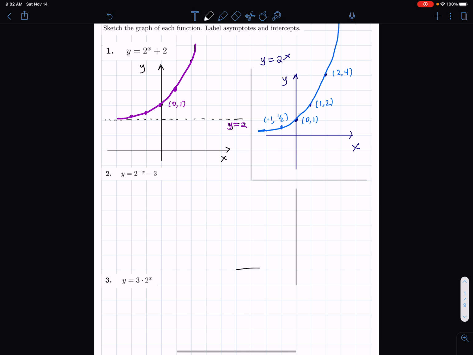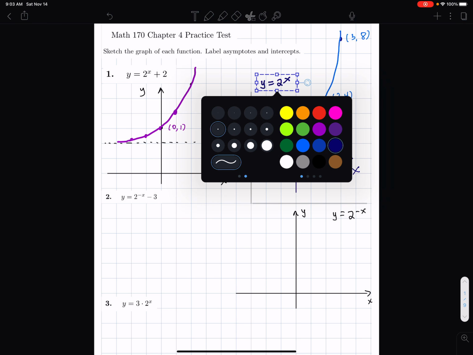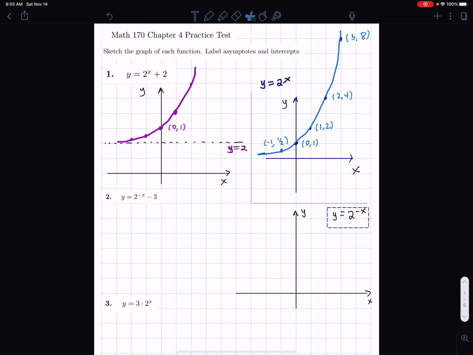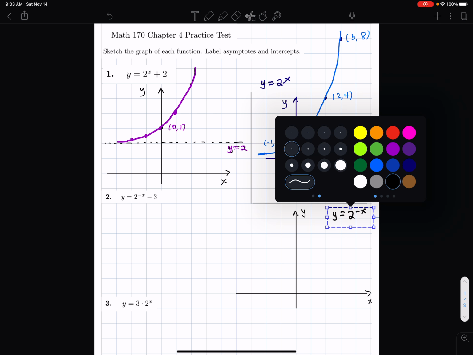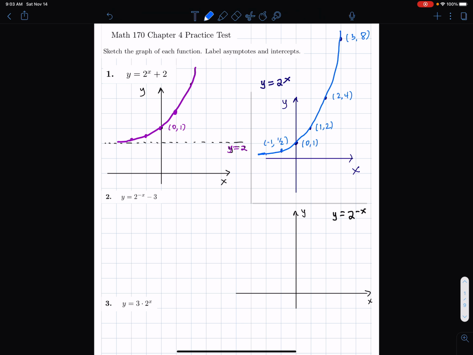Okay, now if you remember, I'll write this down. y equals 2 to the negative x. If you replace the x by negative x, it does a reflection around the y-axis. And so the graph above is y equals 2 to the x, and this is the function y equals 2 to the negative x. So let's see how they compare. They look similar, except this one's decreasing. And like I said, it's a reflection around the y-axis.